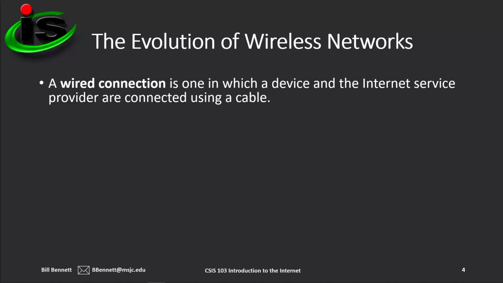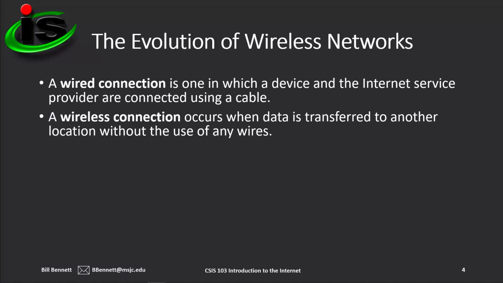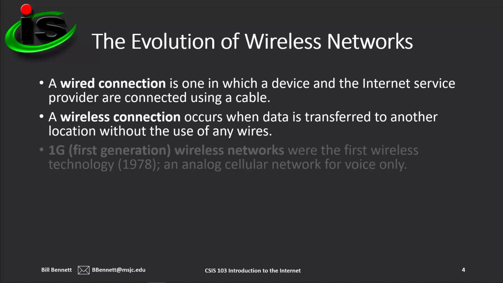When you connect a device, such as a computer, to an internet service provider using a phone line, cable modem, or DSL modem, you're creating a wired connection because the device and the ISP are connected by a cable. A wireless connection occurs when data, such as a file or a person's voice, is transferred to another location without the need for a cable connection.